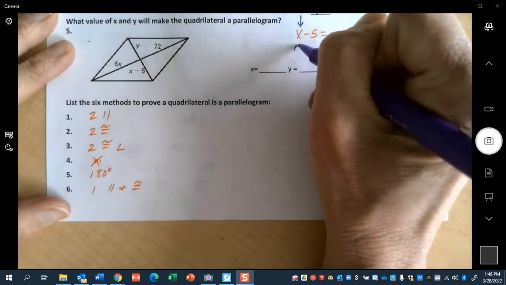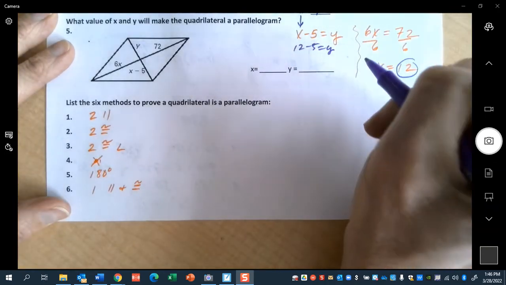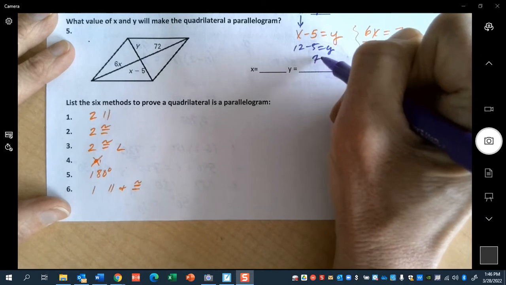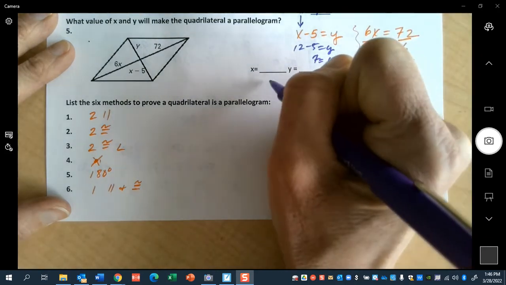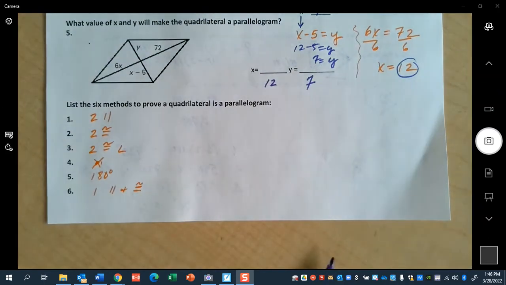So now I have 12 minus 5 is equal to y. Therefore, 7 is equal to y. So y has a value of 7, x has a value of 12. That's what we call solving a system of equations. When you have 2 pieces of information and 2 unknowns, you use the 2 to weave together one equation that has 1 unknown, and then you can solve that. I took my value for x and I plugged it in, and that's what allowed me to solve for y.